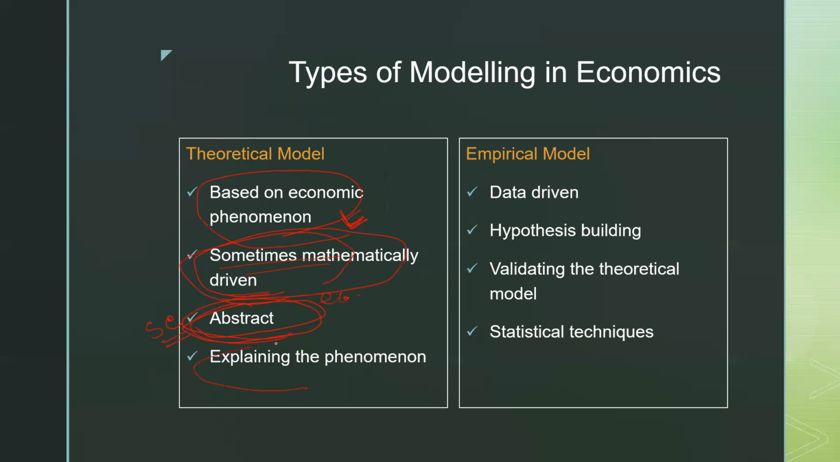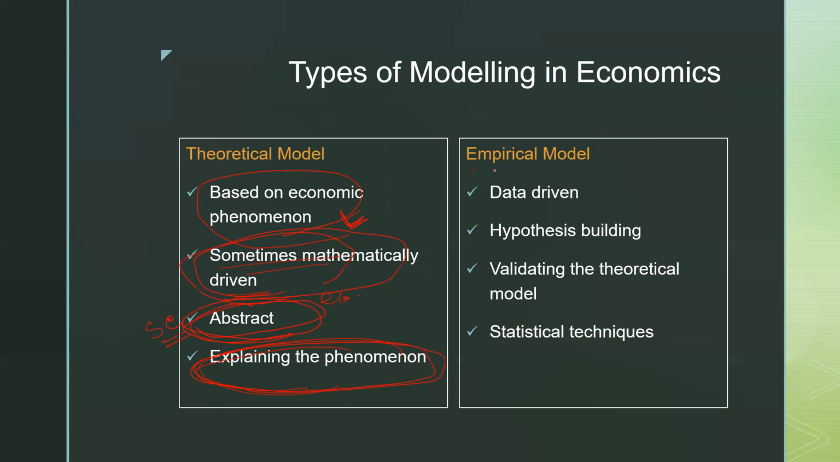And the ultimate objective of this theoretical model is to explain the phenomenon. If something is happening in the economic sense, then this model tries to explain why it is happening. Okay. So all of you understood what a theoretical model is.